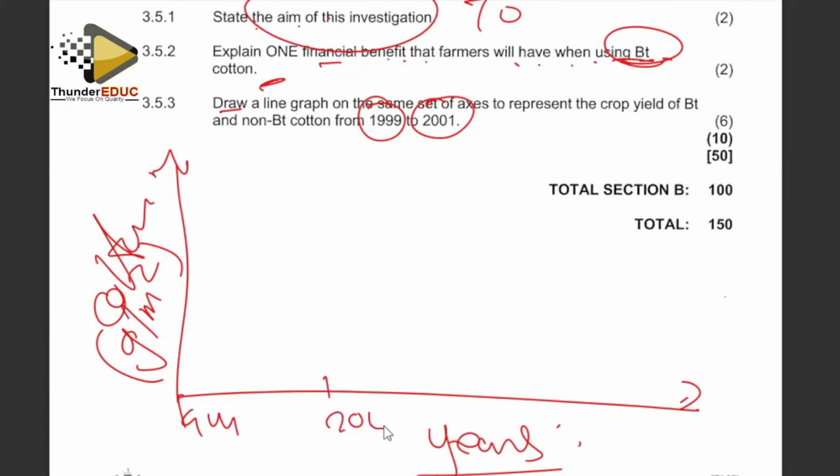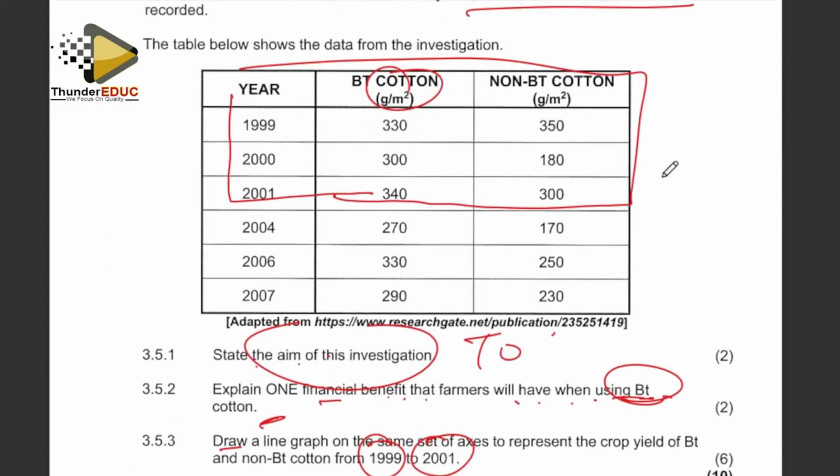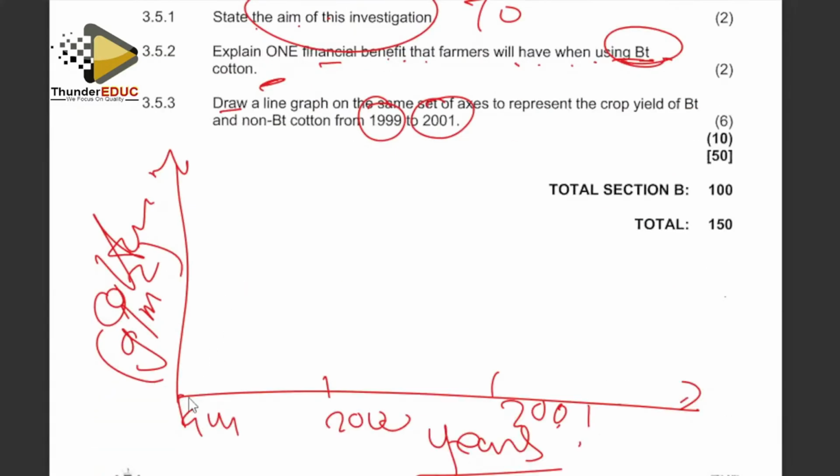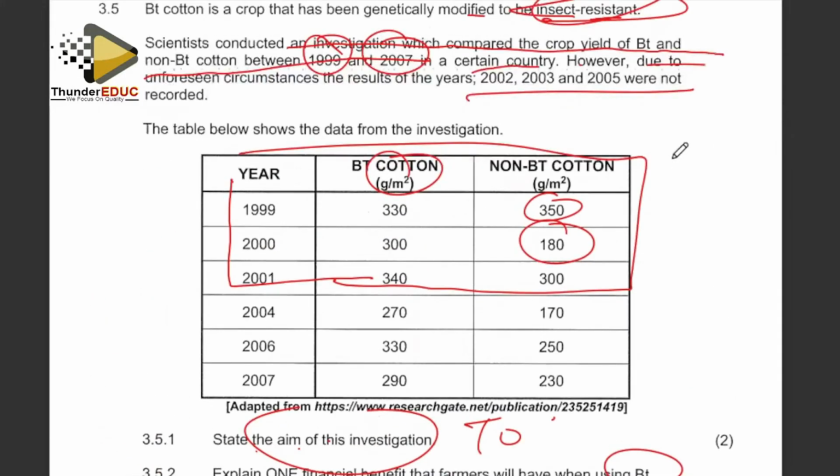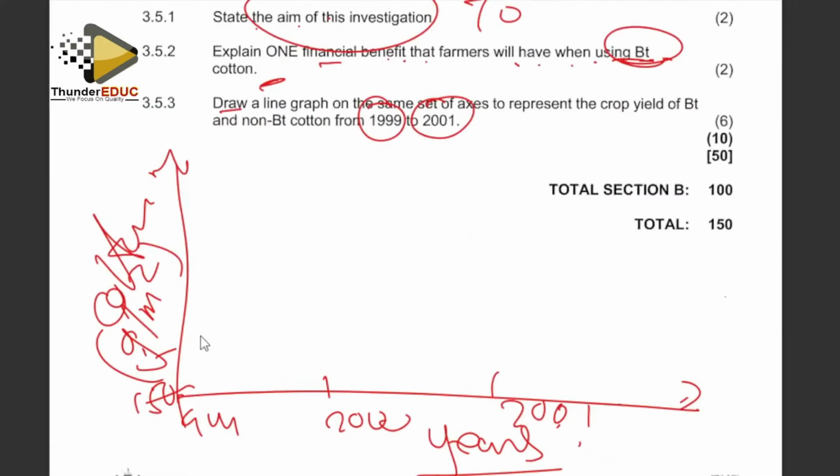Make sure that you have 1999, 2000, and then 2001. Make sure that you have a proper scale. You see which one is the lowest and which one is the highest. The lowest is this and the highest I see is this, meaning that I can start from 150, then 200, 250, 300, 350, you see.